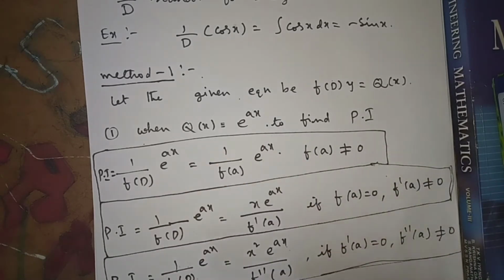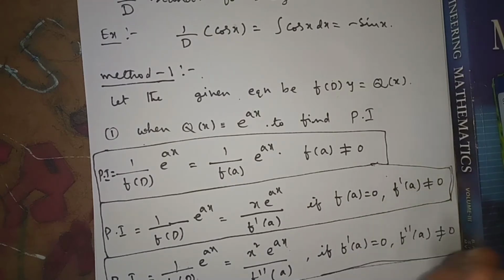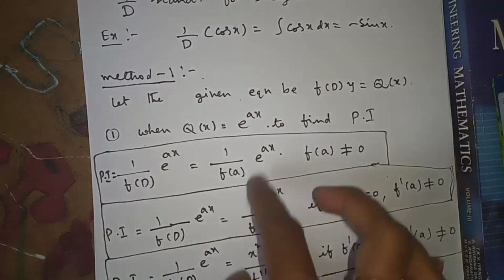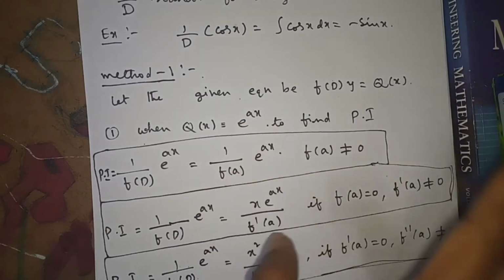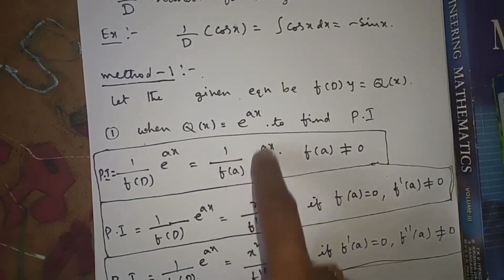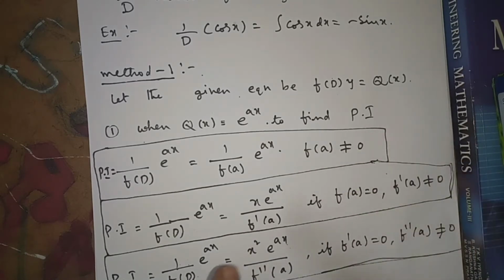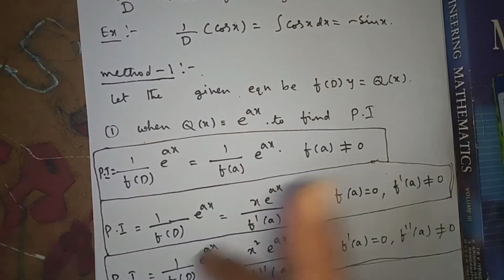After substituting D is equal to a, if you get the denominator value equal to 0, then you have to go to the second formula. If denominator is not equal to 0, some value if you get, then that is the answer. After substituting f of a value, whatever the answer you will get, that value only is the answer. This formula exists whenever f of a is not equal to 0. You have to simply substitute D is equal to a. If you get a denominator not equal to 0, then that will become the answer.